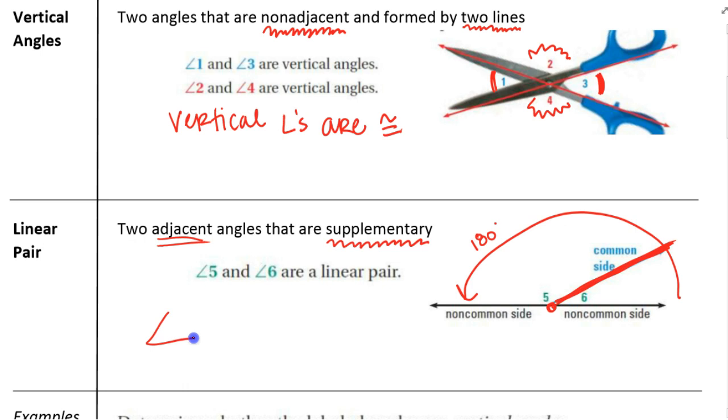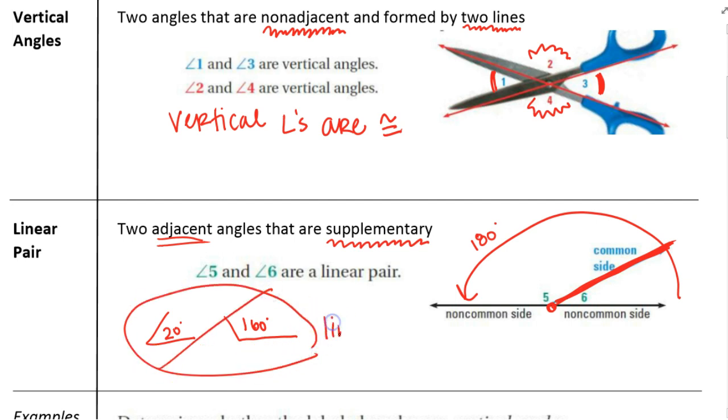So be careful though, because if I had 20 degrees here and I had this angle that's 160 here, do you notice that these are not adjacent? Do you notice that they don't share a wall? They're not little neighbors in an apartment building, right? So these are not a linear pair. Okay, they're not a linear pair. They're just supplementary. To be a linear pair, you have to be adjacent.